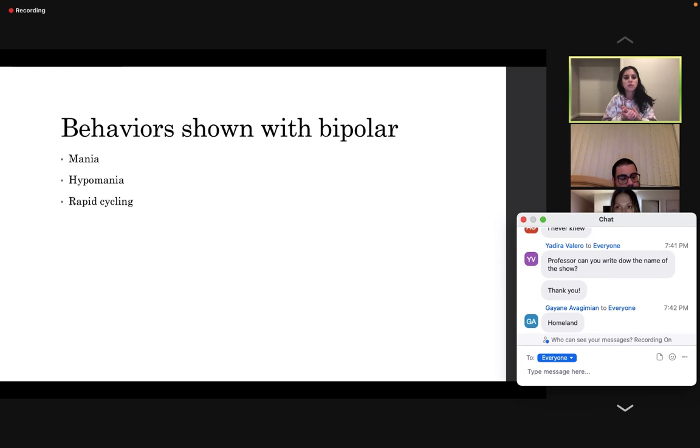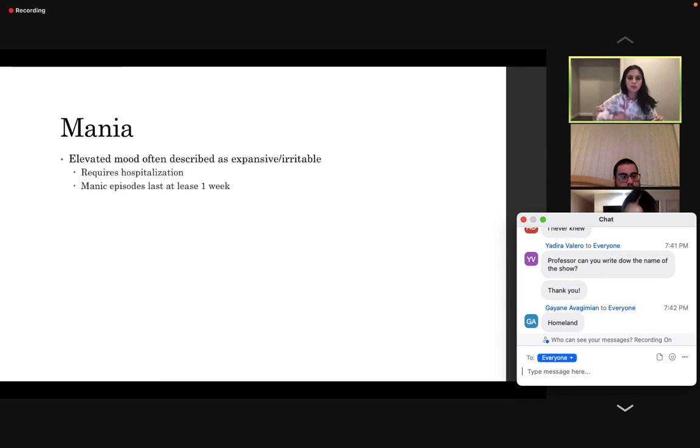So these are our behaviors: mania, hypomania, rapid cycling. Let's go over that. Okay. So mania, elevated mood, often described as expansive and irritable. This is the first stage. In my later slides, I have signs and symptoms of what that means, so don't stress about it just yet. It requires hospitalization. They have to be hospitalized because of safety.